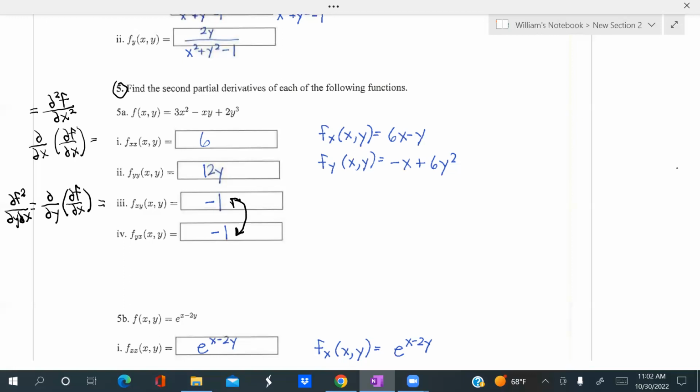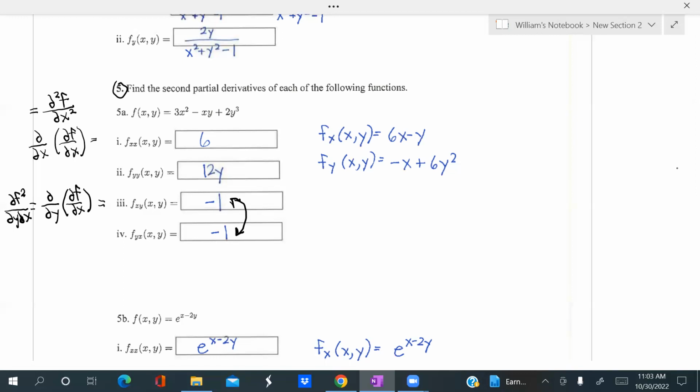So this demonstrates what we had already discussed in class. Notice these mixed partial derivatives, first with respect to x and then y, and first with respect to y and then x, are going to turn out to be the same under some very simple conditions. I think it's just that the function has to be continuous or continuous and differentiable. Some very simple conditions will always lead to the mixed partial derivatives turning out to be the same.